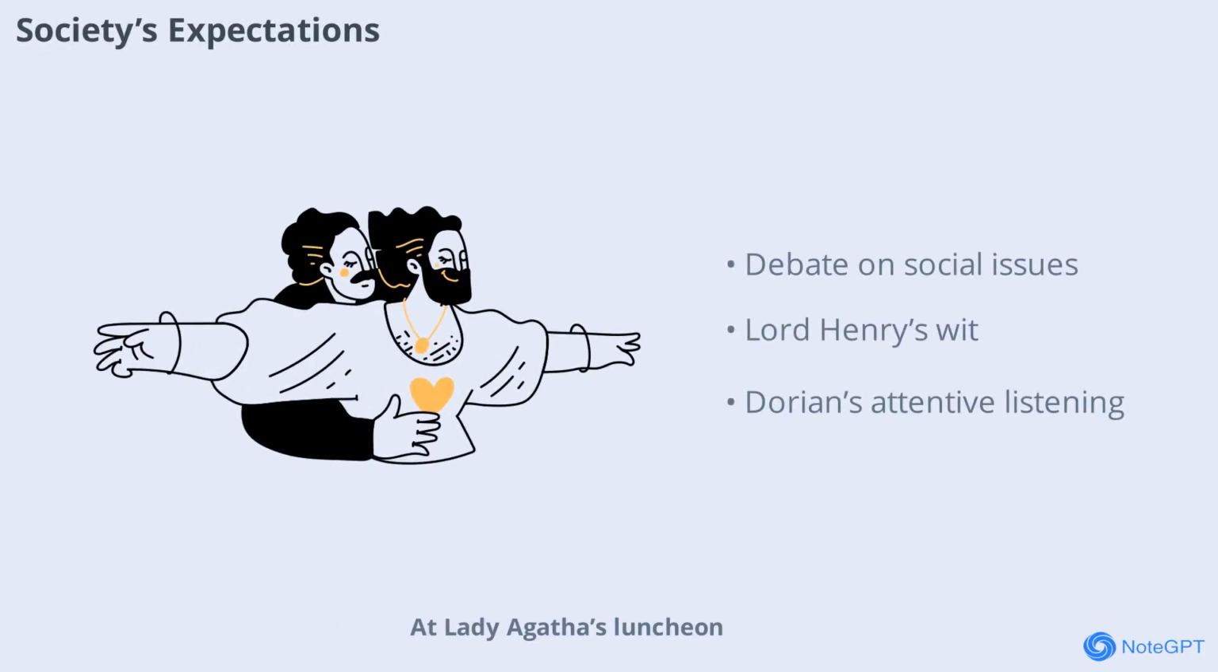At Lady Agatha's luncheon, the conversation turns to social expectations and responsibilities. The guests debate the merits of American women, philanthropy, and the East End of London. Lord Henry's wit and paradoxical statements provoke laughter and controversy, challenging conventional views on morality and charity. Dorian listens attentively, absorbing the ideas and attitudes of those around him. The scene illustrates the pressures and contradictions of Victorian society, where appearances and reputation often outweigh genuine virtue.